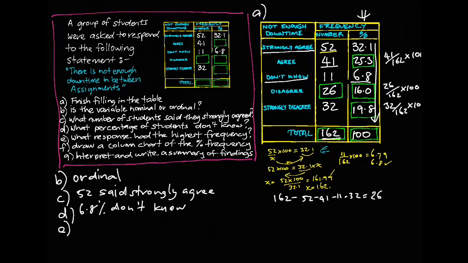Part E, what response had the highest frequency? So we just go to this table and work out which one has the highest number. It doesn't matter which column, because if this one's higher here, then the frequency will also be the highest. So strongly agree has the highest frequency.